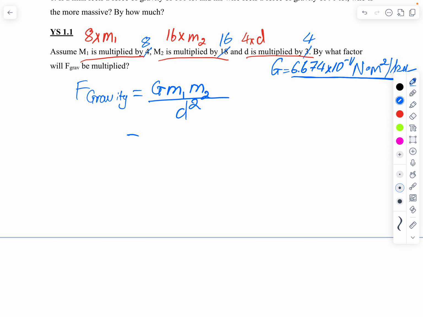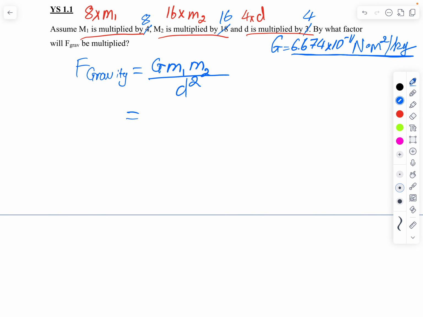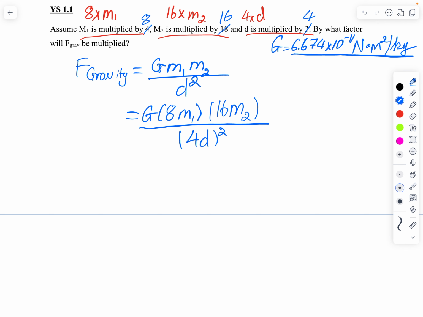So in science, we can write it in shorthand. So we do G times 8 M1. When you write it like this, we know that M1 is multiplied by 8. You don't have to put a multiplication sign on it. So 16 M2, and then over 4D squared. Since 4D is the new D right now, you put it into parentheses and square it. If you want me to go into more detail about the algebra manipulation in this problem, you can message me, but I'm not going to go into too much detail on this problem.